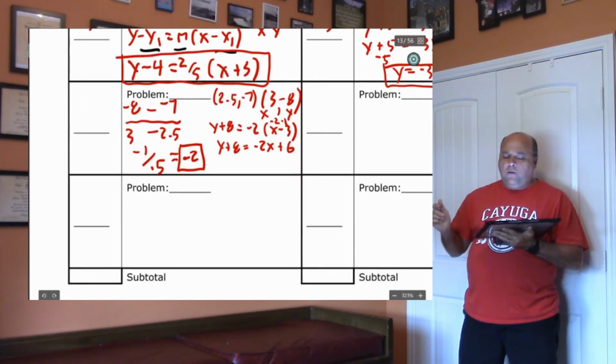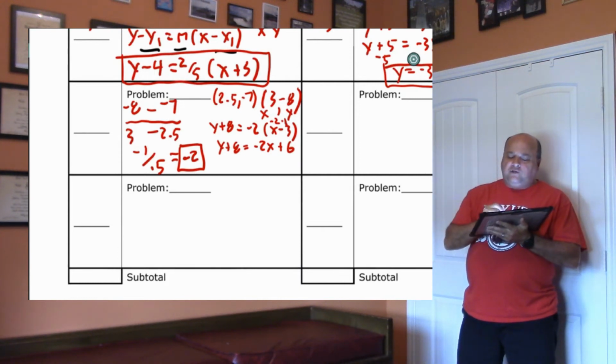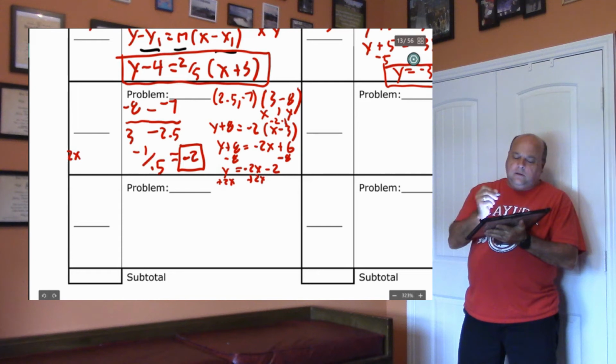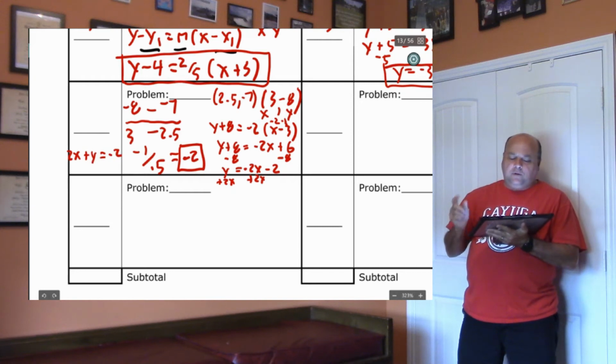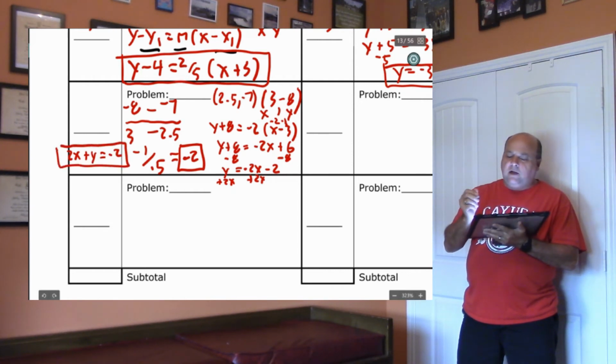Now then, I need to move the x to the left and the number to the right. So I'm going to take the 8 and move it over. y equals -2x minus 2. And then add the 2x across. So my answer is going to be 2x plus y equals -2. And if I put the (3, -8) in there, it works out, okay? So this is my equation.